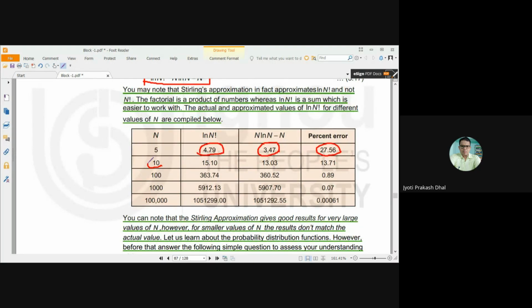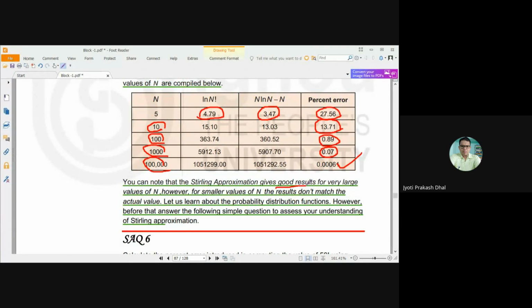Now, if the number is 10, the percentage error will be 13.71. If the number is 100, the percentage error will be 0.89. That means if the number of objects increases, the percentage of error in Stirling's approximation gradually decreases. If the number is 1000, the percentage of error is 0.07. And if the number is 1 lakh, the percentage of error is 0.00061, which is negligible. That means Stirling's approximation will give good results for very large values of n.